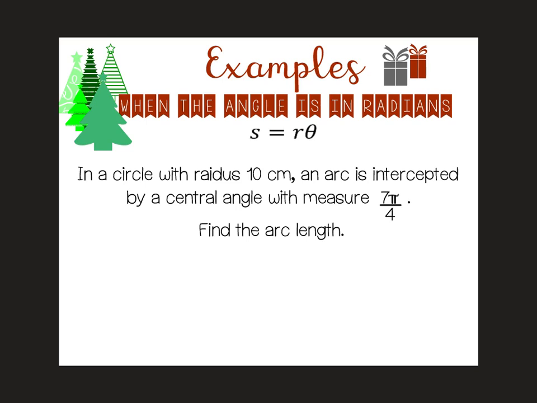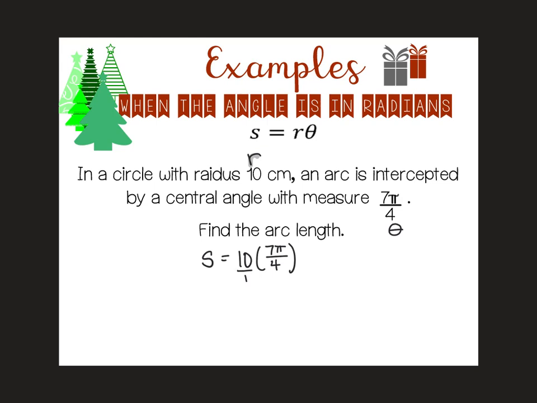So this first example says, in a circle with radius 10 centimeters, an arc is intercepted by a central angle with measure 7 pi over 4. Find the arc length. So you are just plugging in. So this would be our radius. This would be our theta. So S equals 10 times 7 pi over 4.